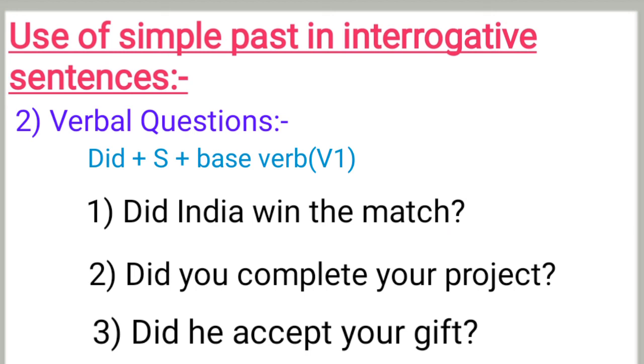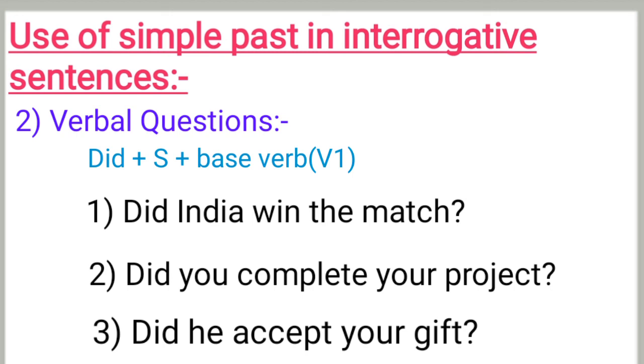In the second question, after did, I used you as a subject, then complete as verb first form. Your project is the remaining part, and then a question mark at last. Same with the last question. I started again with did, then he as a subject. Accept is the verb first form, and your gift is the remaining part, and finally a question mark at last. In all the three questions, we use the structure given above. And one more thing, you can answer all these questions by saying only yes or no.